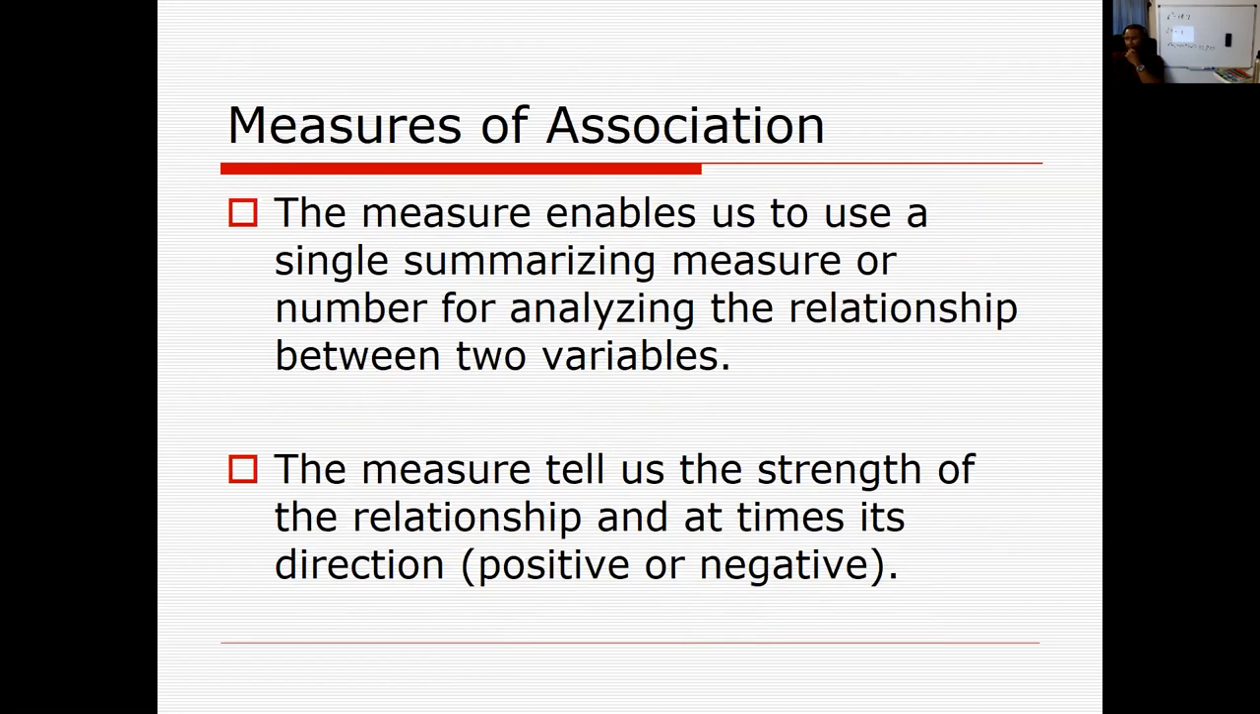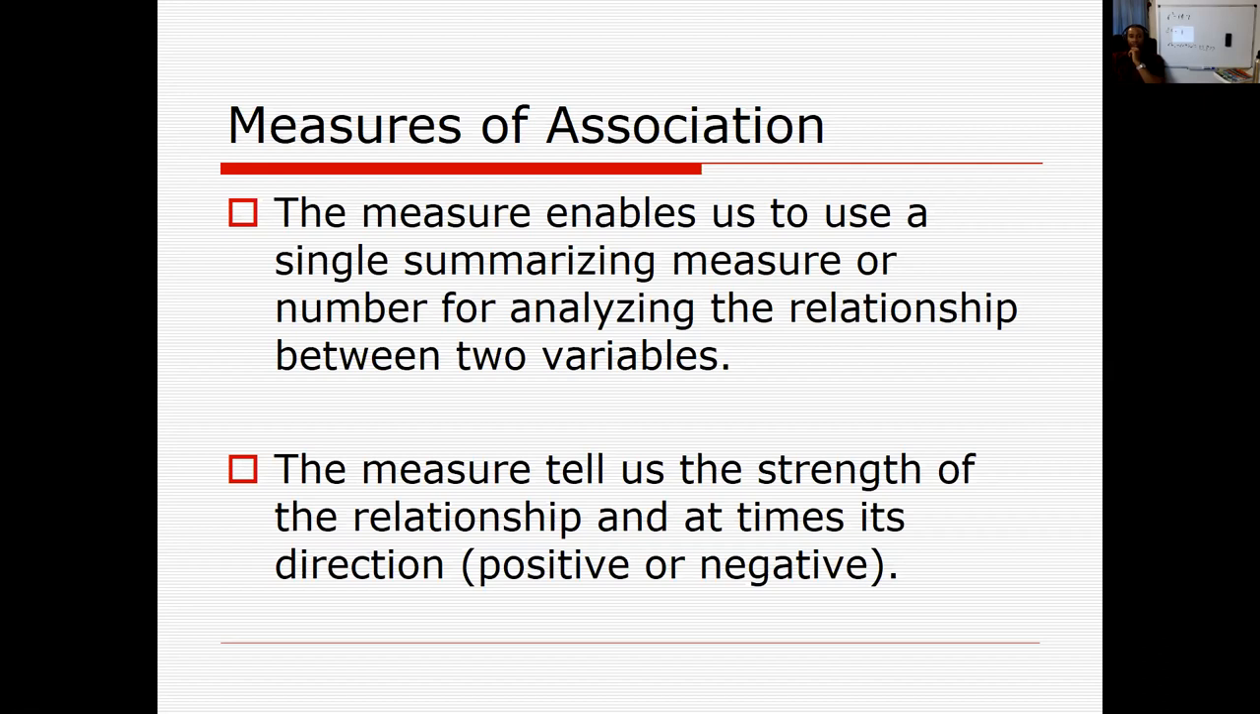Okay, because there's such a huge limitation with this, in the sense that chi-square is so sensitive to sample size, when we calculate the chi-square, unless you're just doing homework or something like that, you're going to calculate the measures of association with the chi-square, okay?